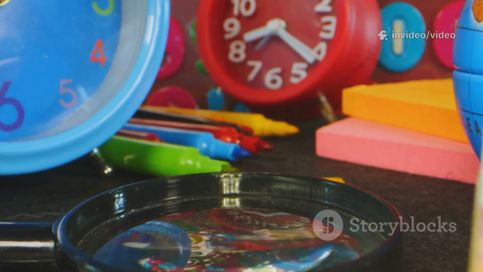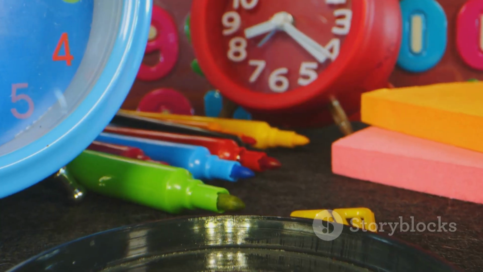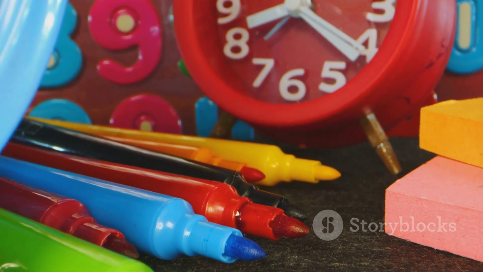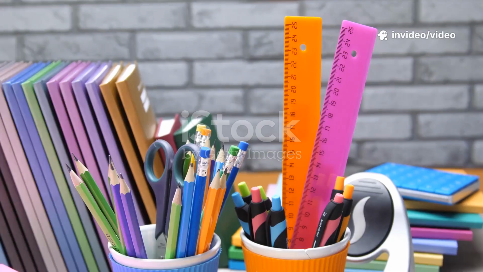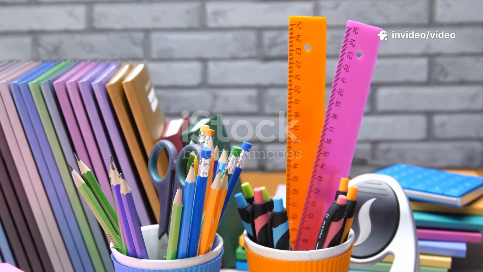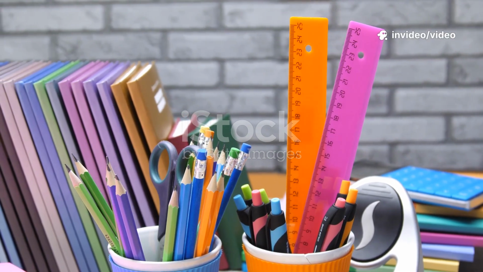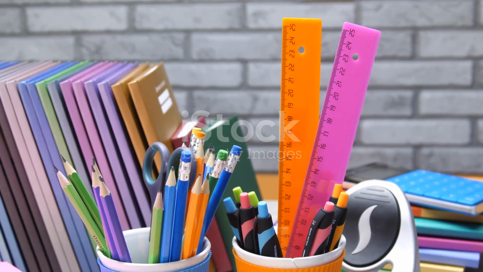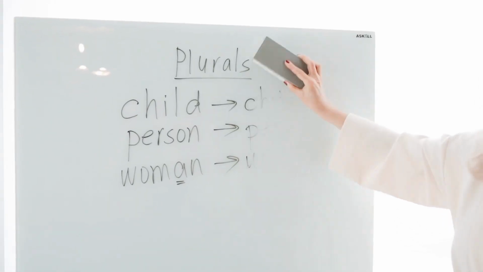Let's try some more. One box becomes many boxes. One quiz becomes three quizzes. Notice we double the Z here. One watch becomes two watches. And one dish becomes a stack of dishes. Let's practice these together. Listen carefully to the ending sound and repeat. Buses, boxes, quizzes, watches, dishes.